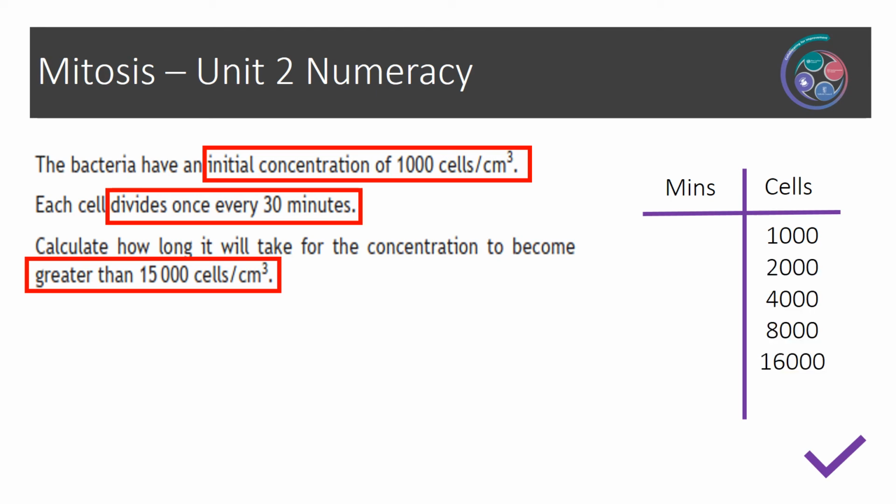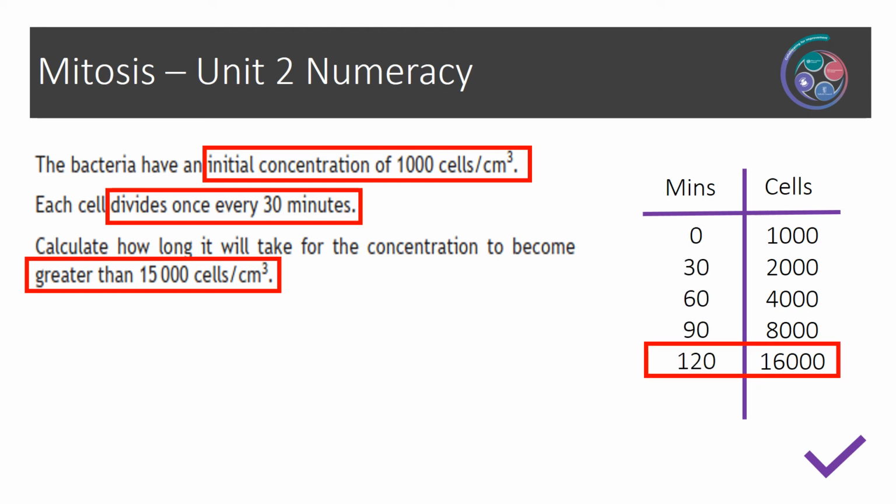I can double my cells every time because I know after each division, remember, one cell divides into two and so on. So we double our answers. So we would have 1,000 going to 2,000, going to 4,000, going to 8,000, and you would keep going until you reach a number which is higher than 15,000. The first answer we get to is 16,000. So I know to stop here.